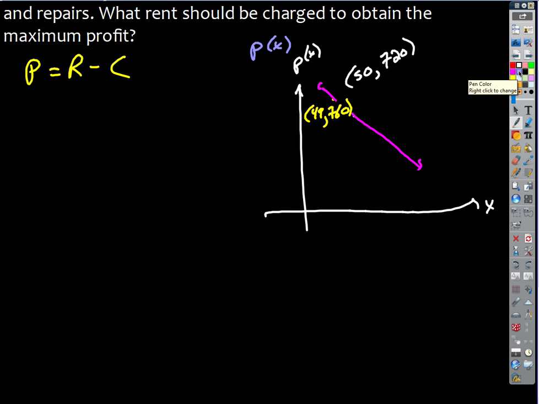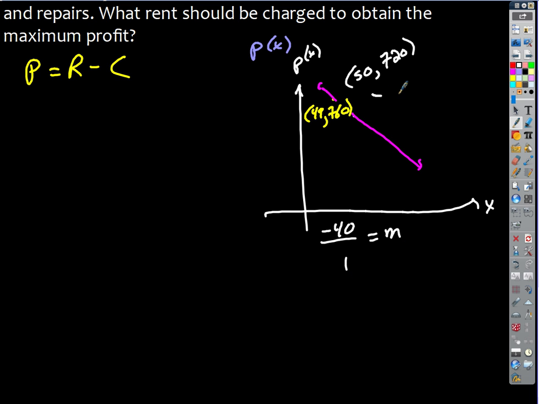We can do that. What's the slope going to be here? To go from point to point, my rise is going to be negative $40 per 1 unit. If I rise by negative 40 and run by 1, my slope is negative 40.